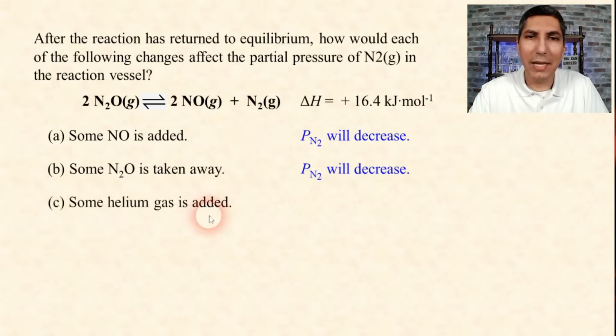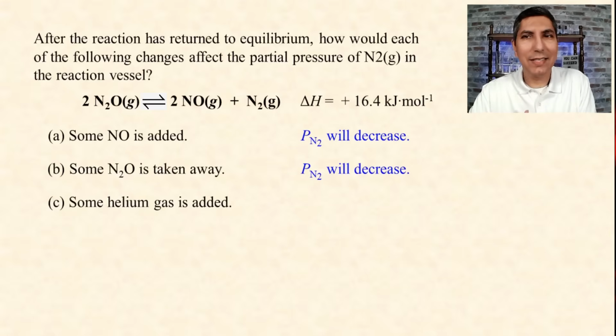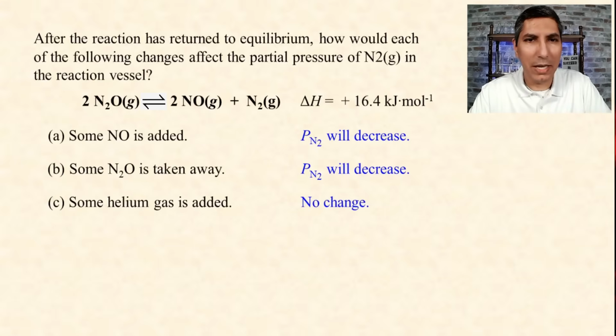Okay, what about if we add some helium gas? Well, helium gas has nothing to do with this problem, does it? It is an irrelevant, inert gas, and so there's going to be no change if we add some helium. They like to ask you that sometimes, and some students get tripped up on that, but don't let that trick you. It's no change if it's an inert gas that doesn't have anything to do with the reaction.